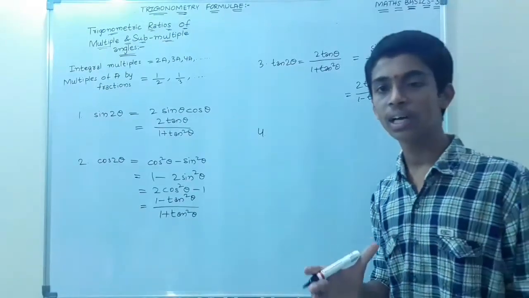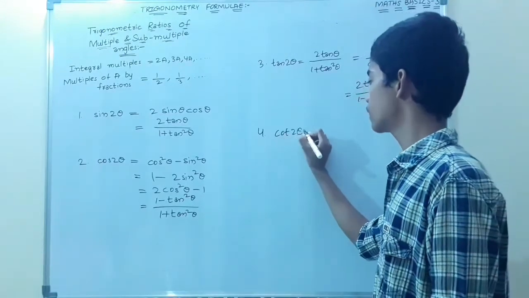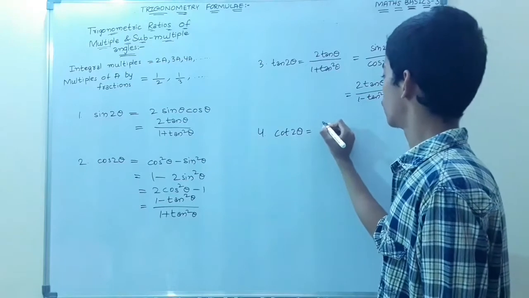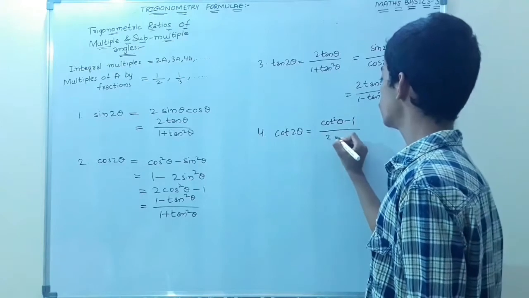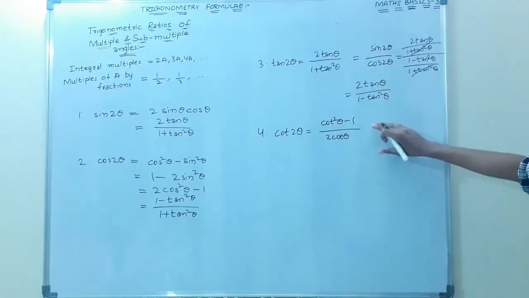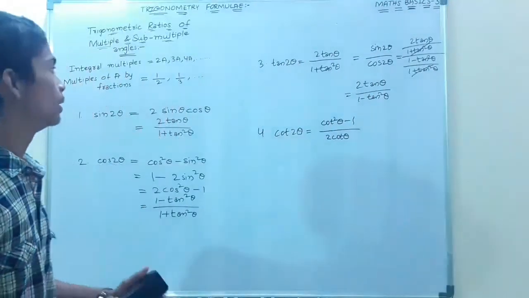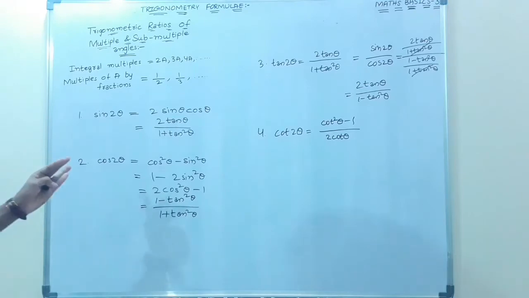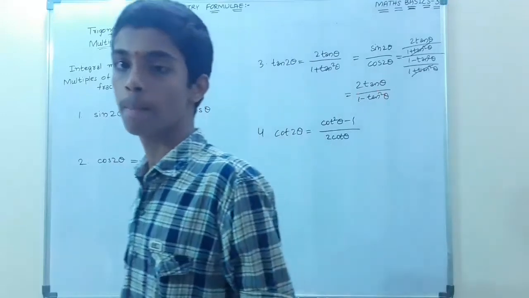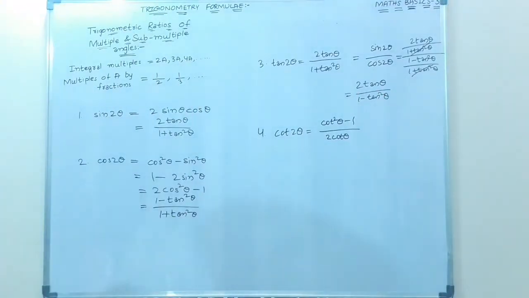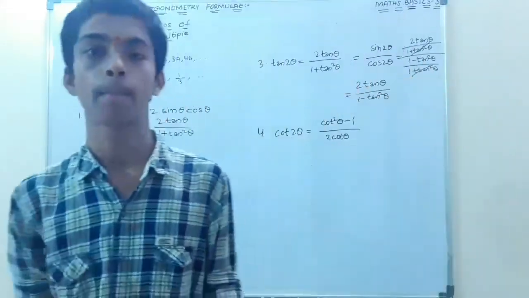And when we come to the cot 2 theta formula, cot 2 theta is equal to cot square theta minus 1 by 2 cot theta, ultimately the reciprocal of it, since cot is 1 by tan. And these are all the formulas of trigonometric ratios regarding multiple and submultiple angles. And next we will go for trigonometric ratios of compound angles.